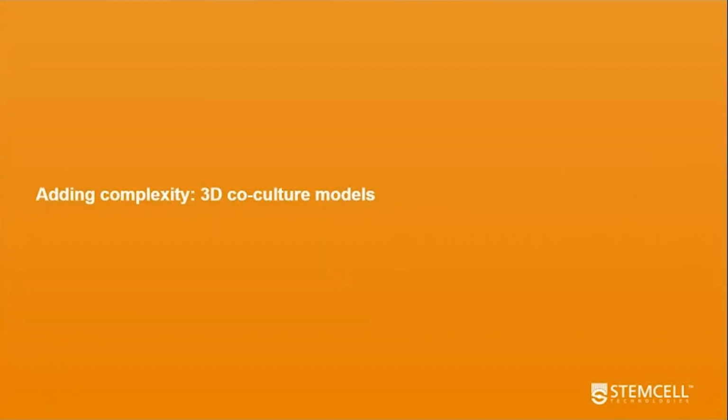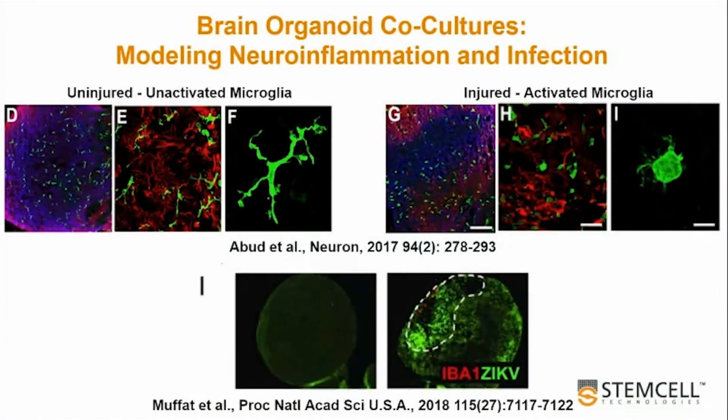Now, I have shown you how to generate 2D co-culture with neurons and glia generated by our kits. I will next show you how to do a 3D co-culture with our products. Here is an example of some interesting ways that you can use 3D co-culture for modeling inflammation.